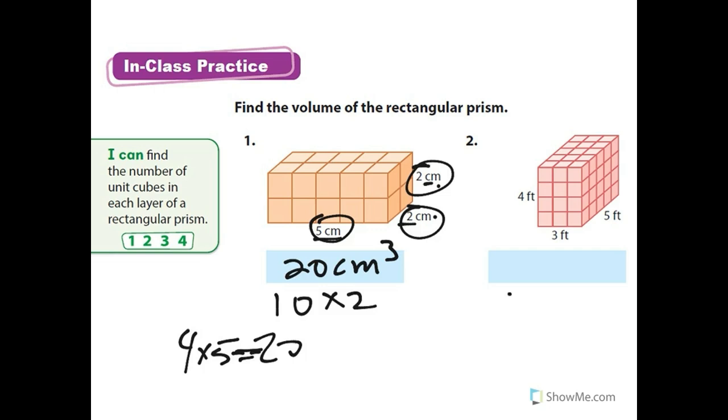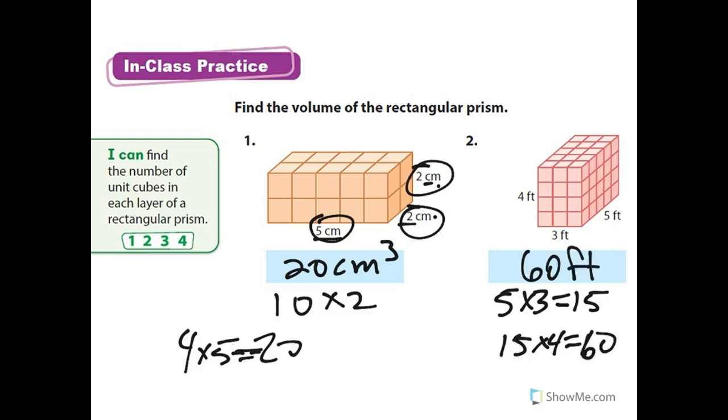Alright, so we got 5 times 3, or 3 times 5, that's 15. And then 15 times 4, that's going to be 60. So 60 cubic feet. Alright, and our I can statement, of course, says I can find the number of cubic units in each layer of a rectangular prism. So each of those layers has 15 cubic feet in it.